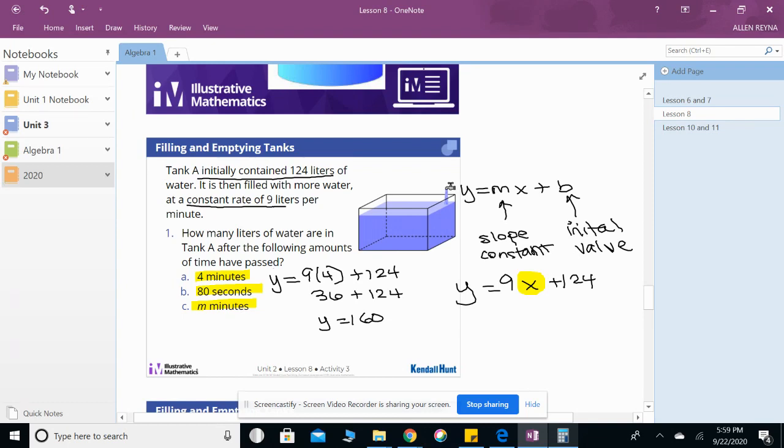And then I'm going to have you guys figure out 80 seconds. So go ahead and take out a piece of paper and try 80 seconds. Remember, you want to convert 80 seconds into minutes.